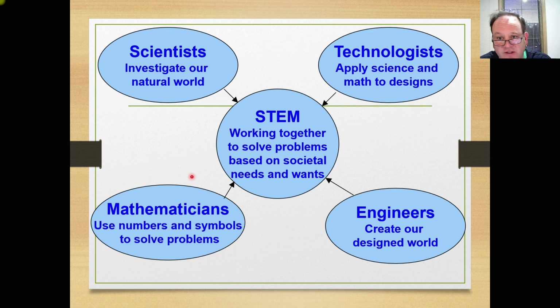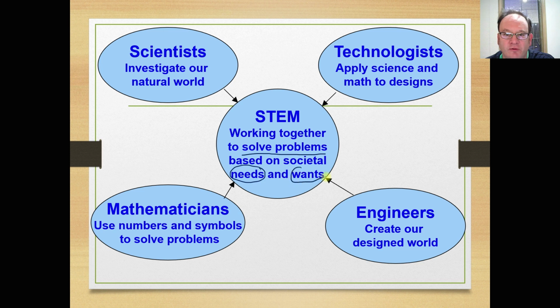We have the technologists that apply science and math to designs. They come up with ideas. They come up with ways to solve the problems that come up. And then we have engineers that put the technologists' ideas into practice or into a physical entity. All of that is put together in what we call STEM, where we're looking at solving problems of people's needs and wants.